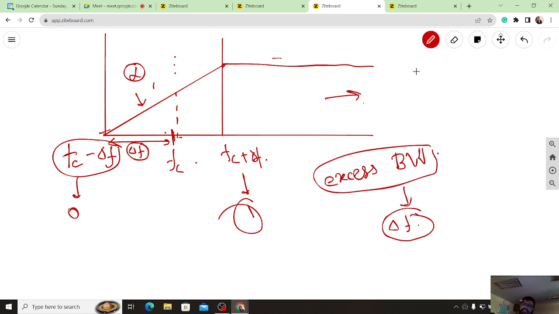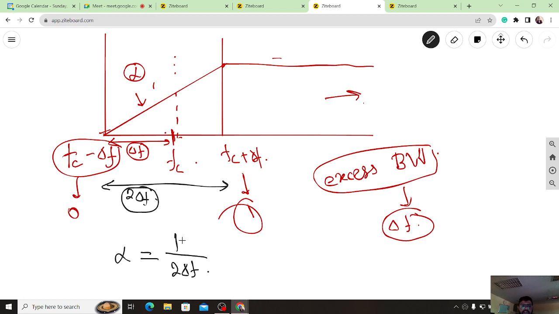So from the picture, it's very clear we can see that the slope alpha is equal to 1 by 2 delta f, since this whole range is 2 delta f. So 1 minus 0, and from the linear equations you can find that this is the slope alpha.